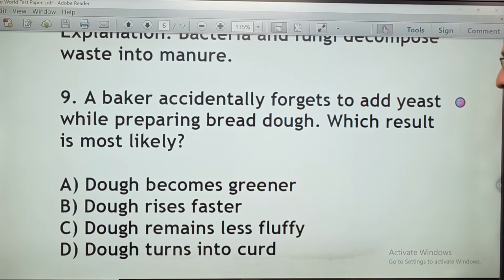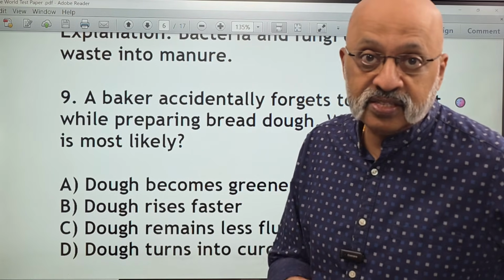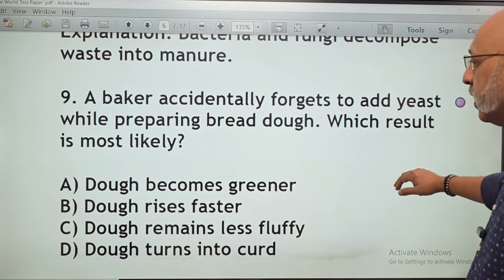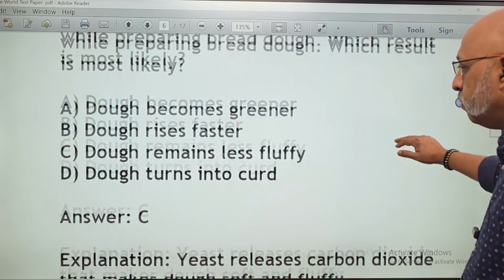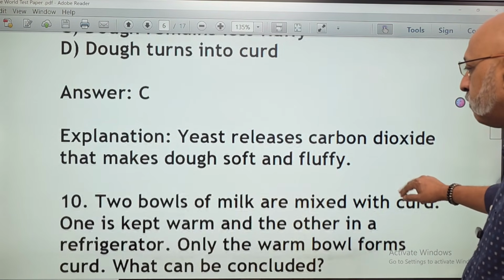Which result is most likely? The dough becomes greener, it rises faster, dough remains less fluffy, or dough turns into curd. So now what you need to know is the role of yeast. What happens if yeast is not added while preparing bread dough? The correct answer is it will become less fluffy. It releases carbon dioxide that makes dough soft and fluffy.